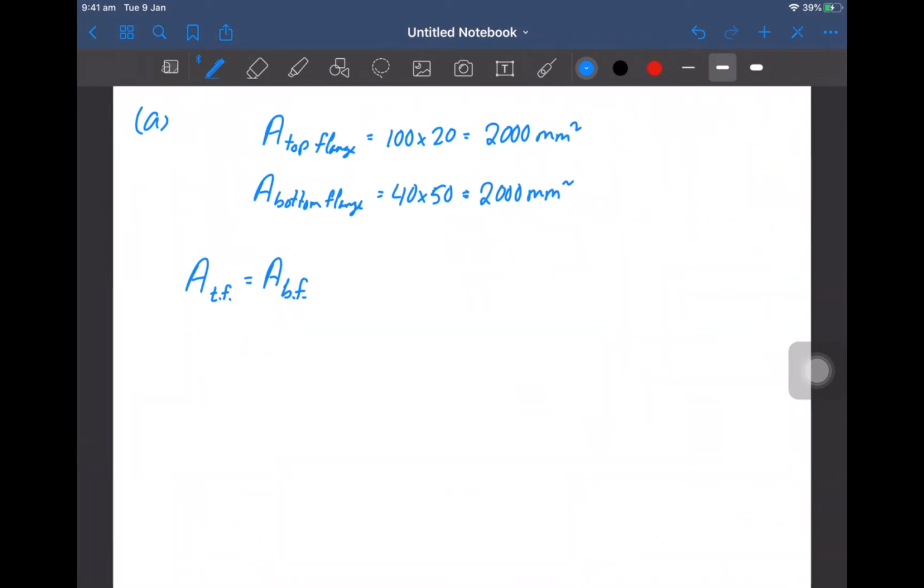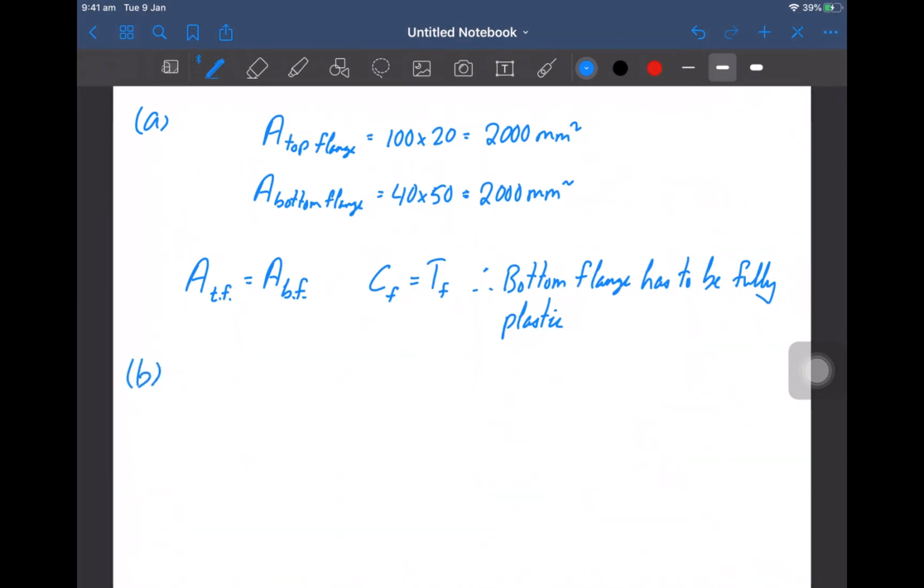flange. If the moment that's acting across the entire solid is uniform, you've got the flanges having equal area. And so the force per unit area is going to be equal. So we have this relation that the compression and the tension in the flanges will be equal. Therefore, the bottom flange has to be fully plastic. So that's part A of the question.